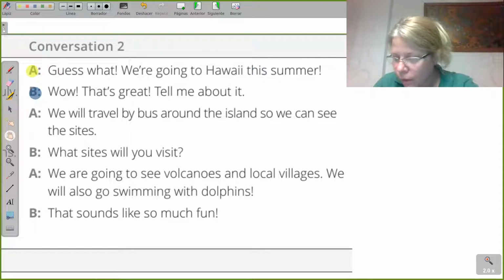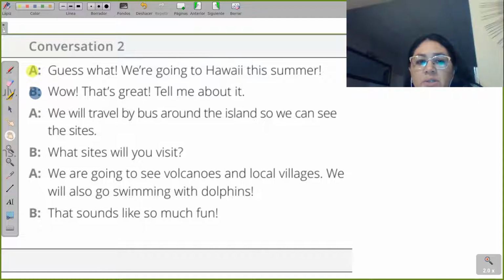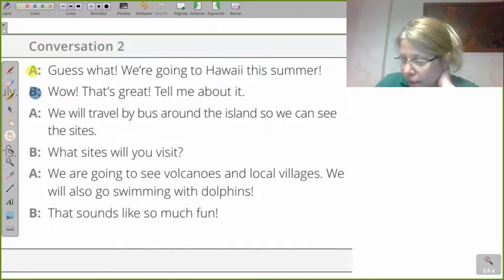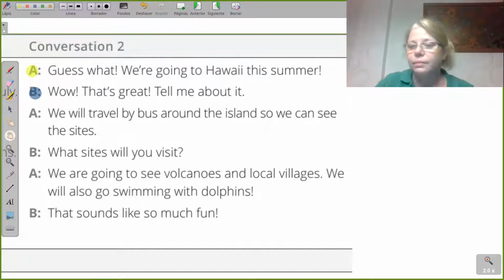Wow, that's great. Tell me about it. We will travel by bus around the island so we can see the sites. What sites will you visit? Where are you going to see volcanoes and local villages? We will also go swimming with dolphins. That sounds like so much fun.